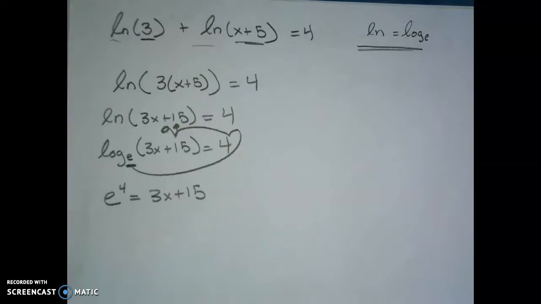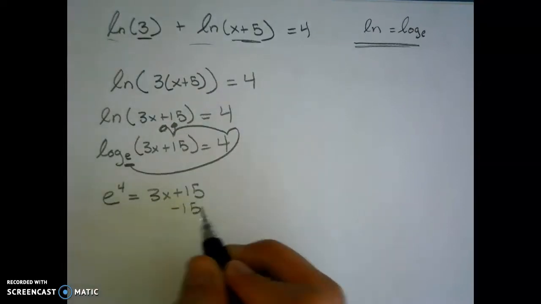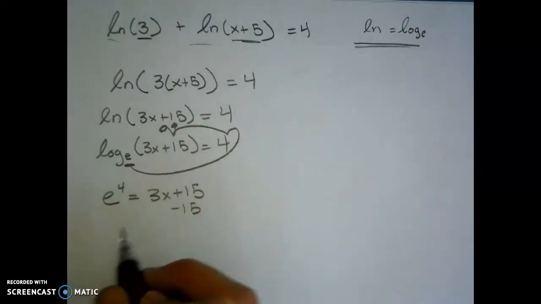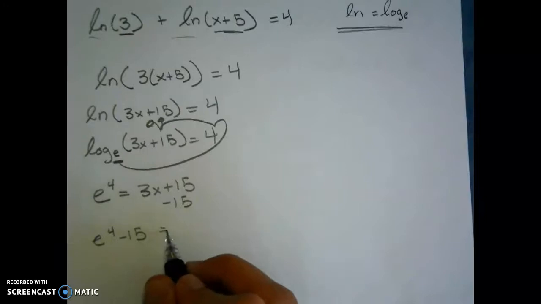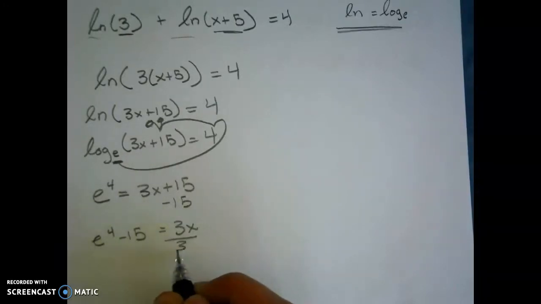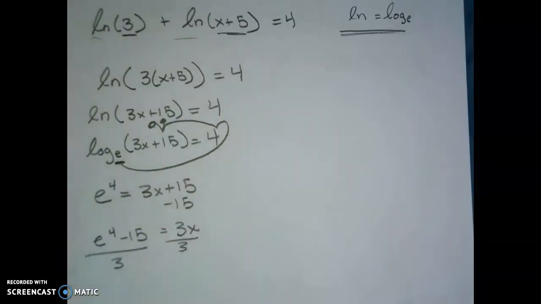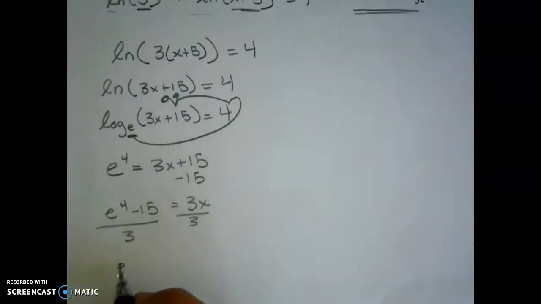Now I'm just going to solve for x. I'm going to subtract 15. We have e to the 4 minus 15 equal to 3x. Divide by 3, divide by 3. Then this gives me e to the 4 minus 15 over 3 is equal to x.